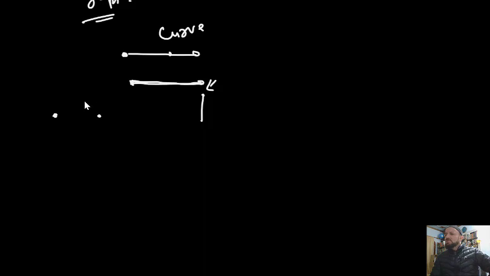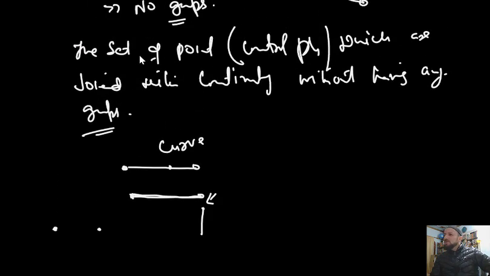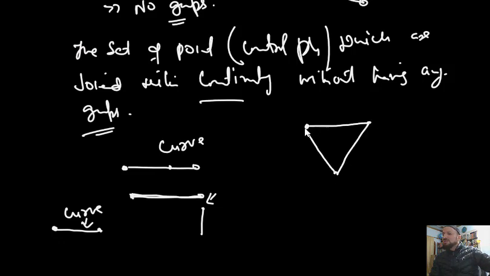So a curve has a set of points, the control points. These two are also control points, joined with continuity. That means I'm not lifting my pen and I'm joining these two, so that's also done. Without having any gaps, that means in mathematics a straight line is also a curve. Now for example, I started from this point and go here, and I go here and I come back. Now I made a triangle.